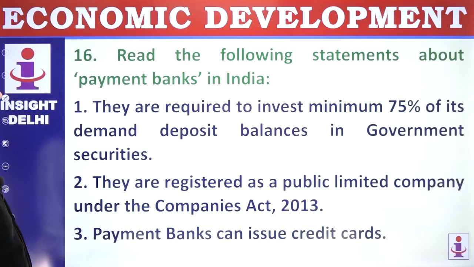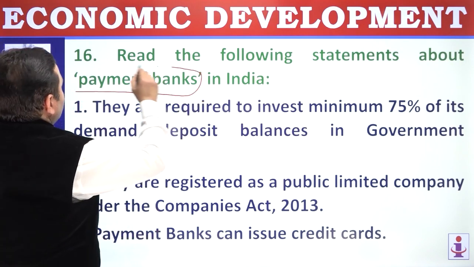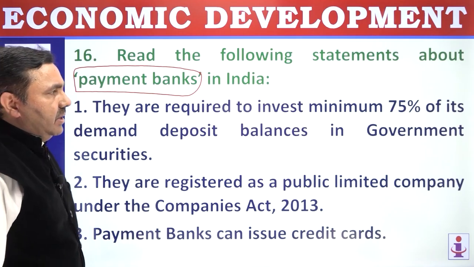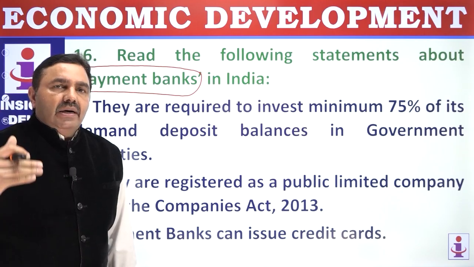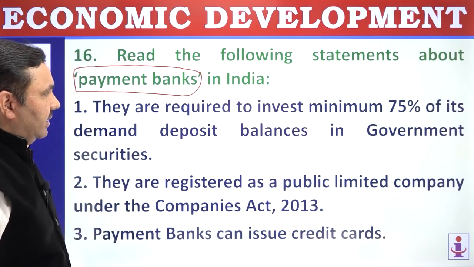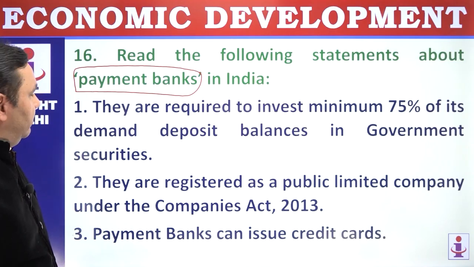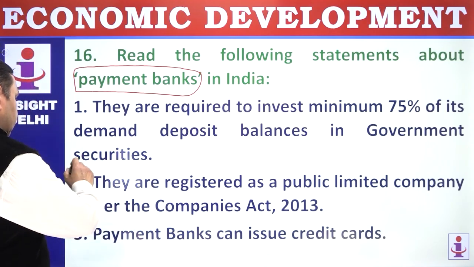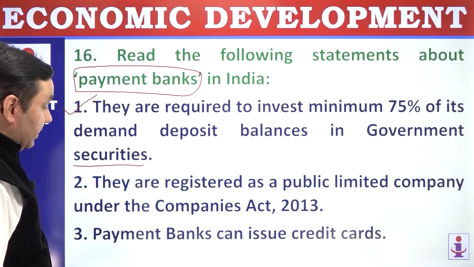Read the following statements about payment banks. Payment banks are mostly NBFCs like Airtel Payment Bank or Paytm Payment Bank. They don't have the authority to issue credit cards. They can't give credit cards, they can't give loans. They are required to invest minimum 75% of demand deposit balance in government securities. Of course, that's correct, because they are very risky.